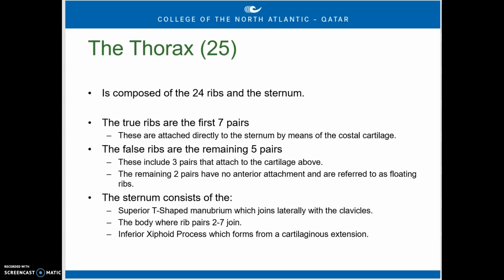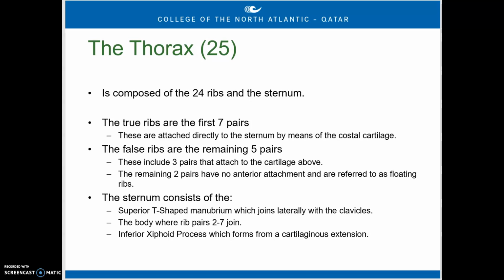So the next part of the axial skeleton is going to consist of the thorax. Now the thorax are the bones that are immediately surrounding the cardiovascular system, so the lungs and the heart. So that's going to make up 24 ribs, so 12 pairs of ribs, and the sternum bone, which is often called the breastbone. Okay, so if we have a quick look at the ribs first of all.